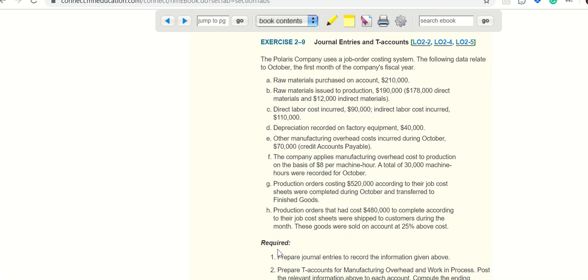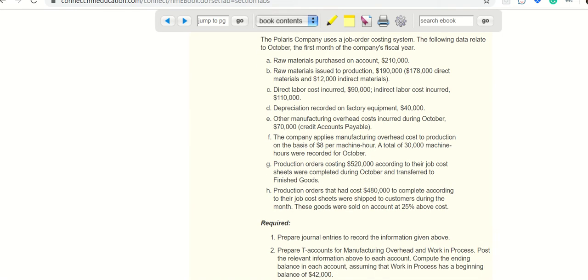The Polaris company uses a job order costing system. The following data relate to October, the first month of the company's fiscal year. So they give you all of these entries to do, and then it says prepare the journal entries, prepare the T accounts for manufacturing overhead and work in process, post the relevant information to each of these accounts, compute the ending balance in each account, assuming the work in process has a beginning balance of $42,000.